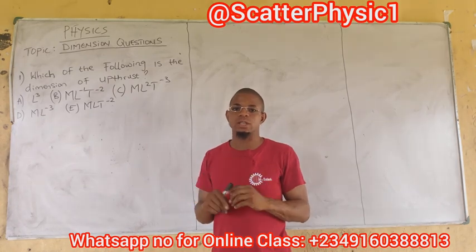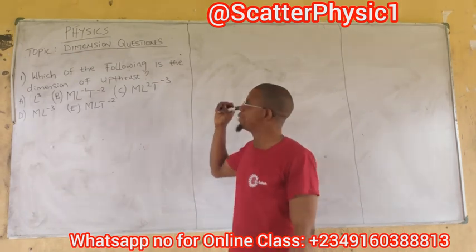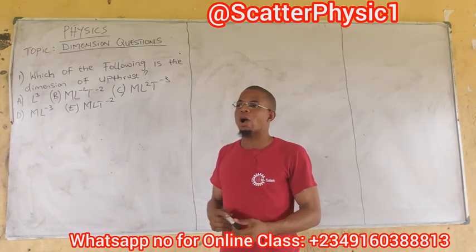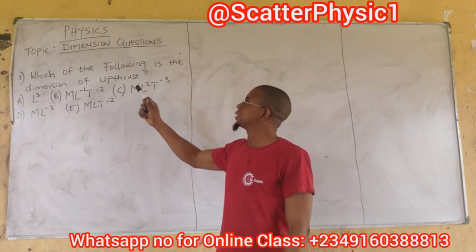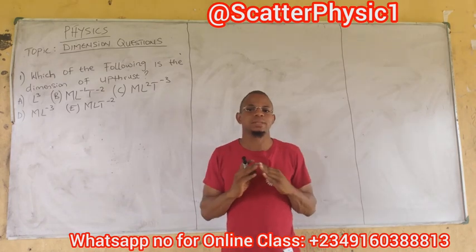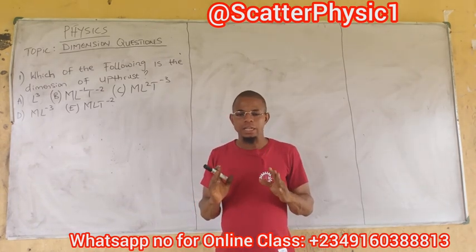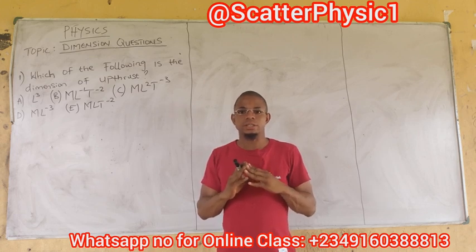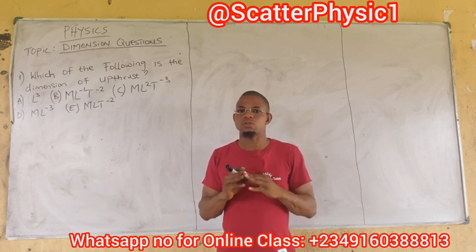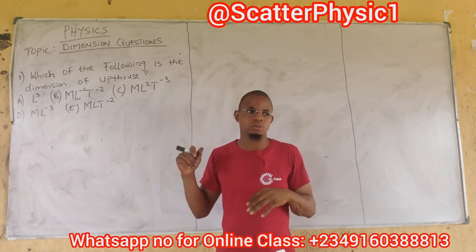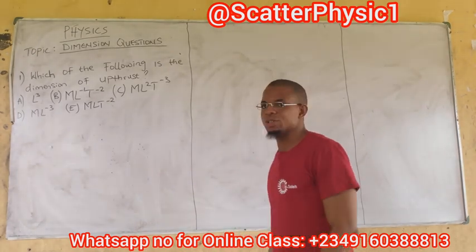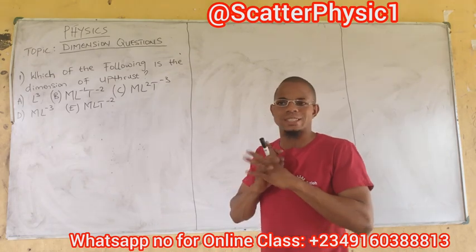Calculation problems in physics. We're going to start from the beginning of the textbook to the end of the textbook, and we're going to start with dimension questions. This page, which I call Scatter Physics, is where all the physics problems will be solved. So do well to make sure that you follow this page. We start with dimension questions, only for physics questions.